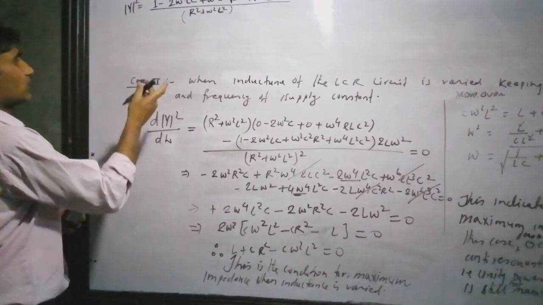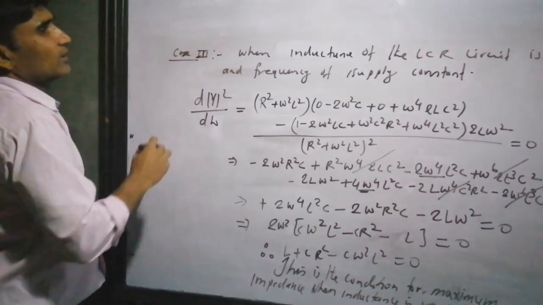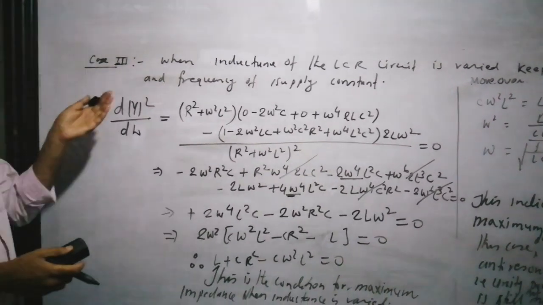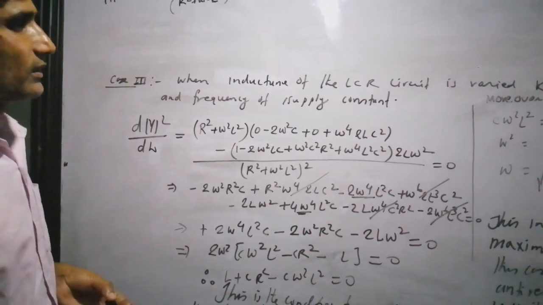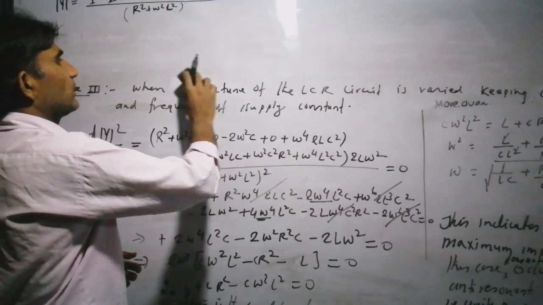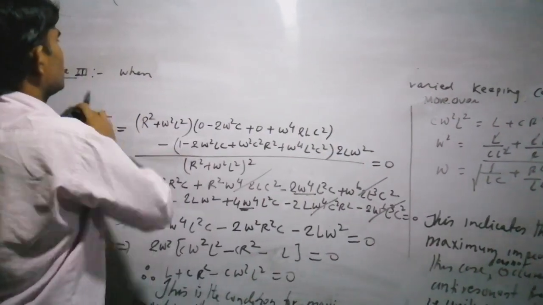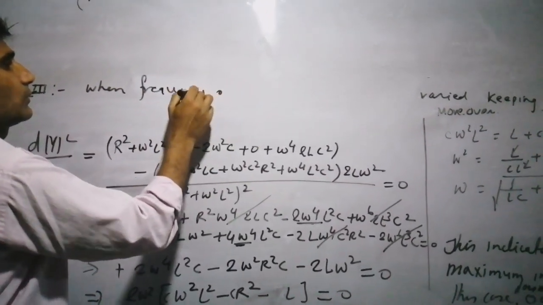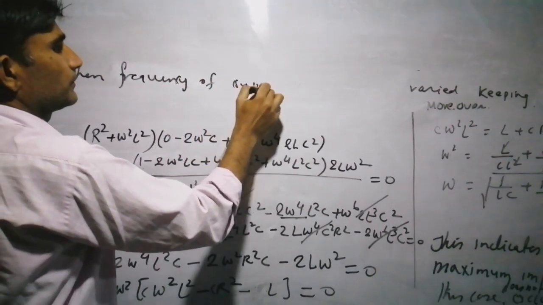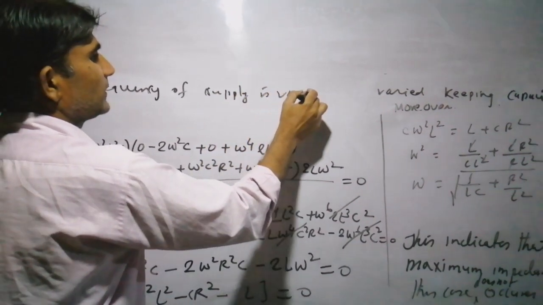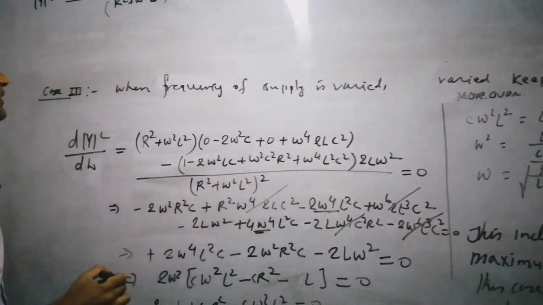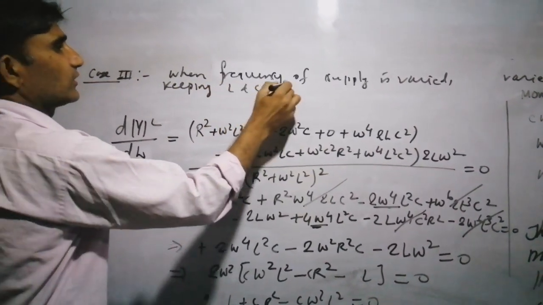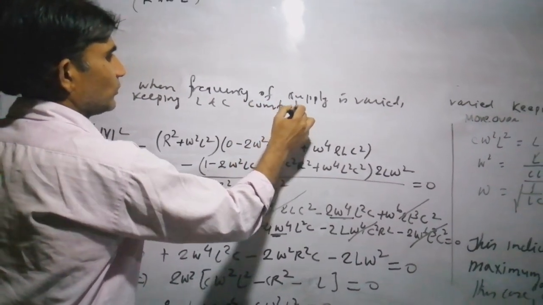Okay, let me do the third case. In the third case, what I told you, this time we are going to vary the frequency and want to find the condition for the maximum impedance. In this case, we vary the frequency of supply. Supply frequency is varied, keeping L and C constant, and we'll get another condition.